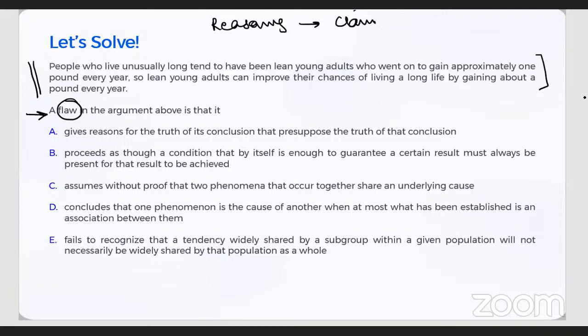The very first option, see, this is a very complex one. Let's just look at the option together. The flaw in the argument above is that it gives a reason for the truth of its conclusion that presupposes the truth of that conclusion. What does this even mean? This is a signature flaw in the argument. And there's another question type we will look at in one of the later sessions called method of reasoning. This is another question type where you see these extremely verbose and complicated answer options which you don't even know what they mean. Let me try and break it down.